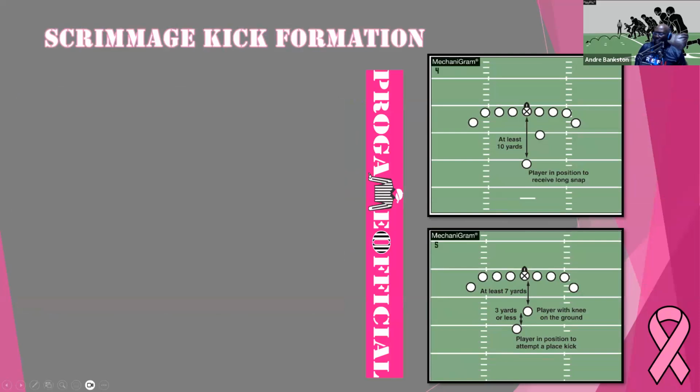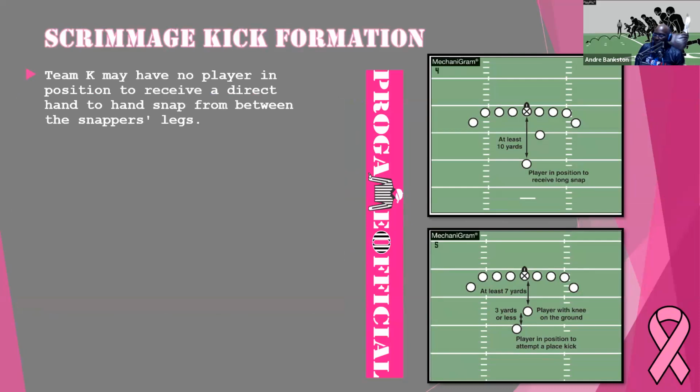Real quick, some scrimmage kick formations. If you're doing youth football, this will not apply to you, obviously. But if you're doing high school, or you might be doing high school in the future, it's good to know. So there are 2 legal scrimmage kick formations. And this also brings protection to the snapper. One player has to be at least 7 yards back.